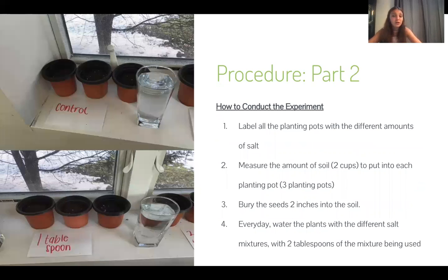Part 2 of my procedure was how to conduct the actual experiment after making the mixture. First you label all the planting pots with a different amount of salt. Then you measure the amount of soil, which was 2 cups that I used because I used mini planting pots, and you put the soil into each pot. You bury the seed about 2 inches into the soil. And every day water the plants with the different salt mixtures, with 2 tablespoons of the mixture being used.